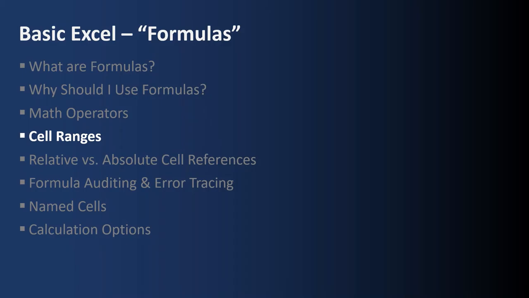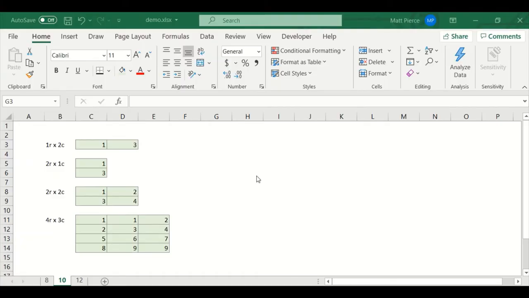Next up, cell ranges. Cell ranges are an important part of formulas. Cell ranges are just a collection of cells, one row, two columns, two rows, one column. These are all cell ranges. And here's a bigger cell range. So four different samples in green of cell ranges.